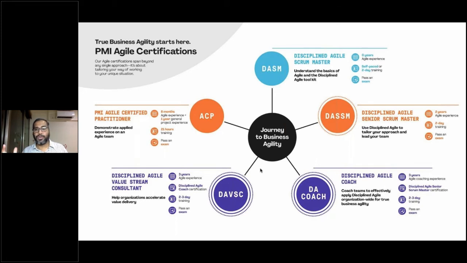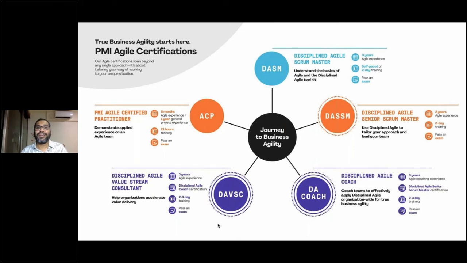Okay, the idea is to gain business agility. The starting certificate is now the Disciplined Agile Scrum Master, and then probably the Lean Scrum Master becomes Senior Scrum Master. Then at the master levels you have two: DA Coach and Disciplined Agile Value Stream Consultant. This value stream consultant is a new addition, whereas earlier things are mapped to the current things. So that's what they have done.